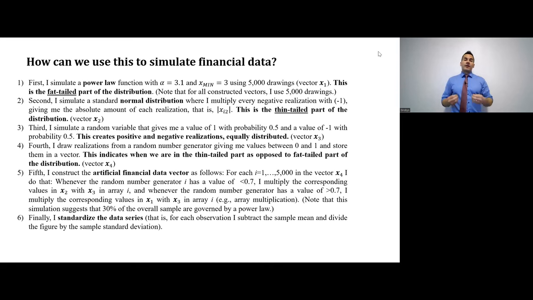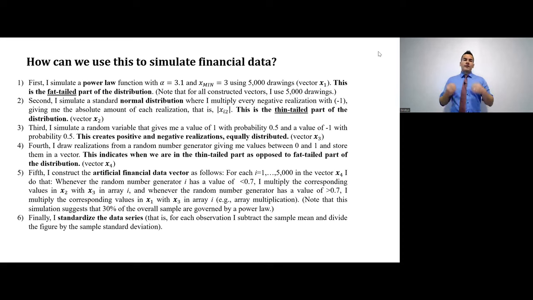So the third step is that I simulate a random variable that gives me a value of 1 with probability 0.1 and a value of minus 1 with probability 0.1. And this creates positive and negative realizations that are equally distributed. Obviously, I could also choose a different distribution. I could say, okay, I want 70% of the observations to be positive and only 30% negative. So I could play around here with all of the input parameters. I store these random drawings in the vector x3.